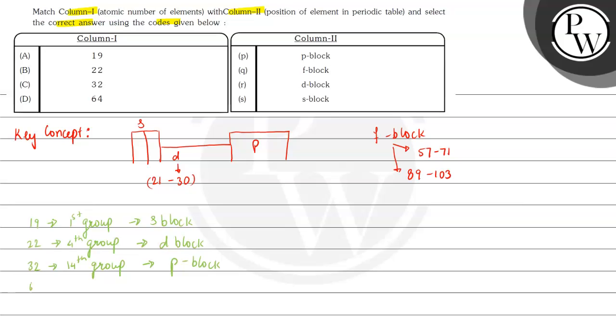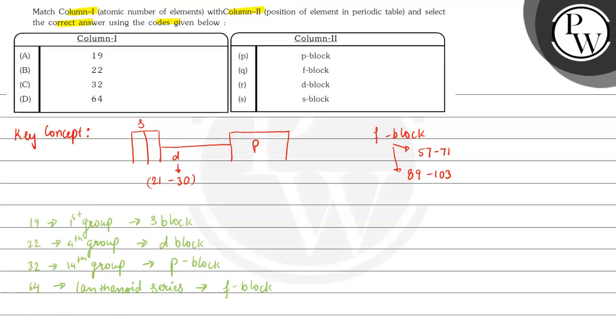Finally, we have 64. As we can see, the lanthanide series has atomic numbers from 57 to 71. So this belongs to the lanthanide series, that is, F block element.